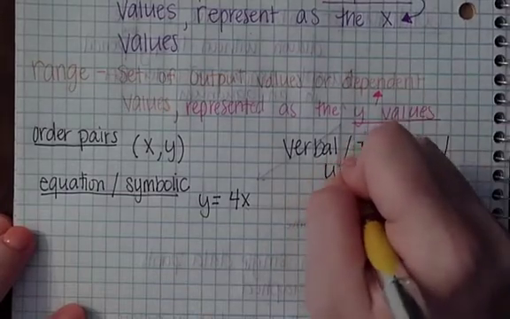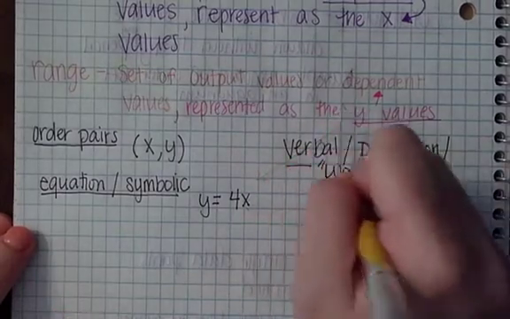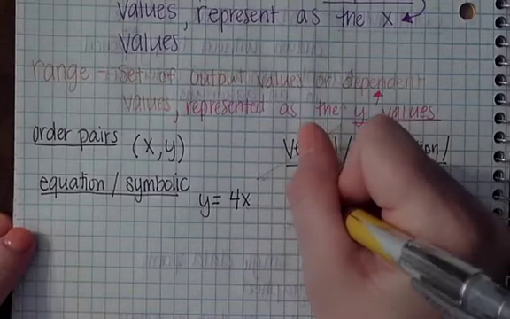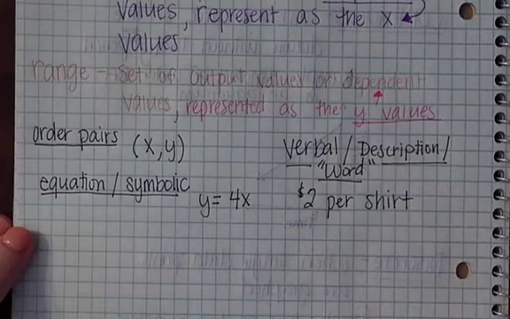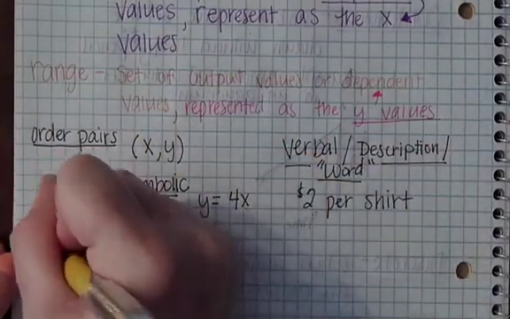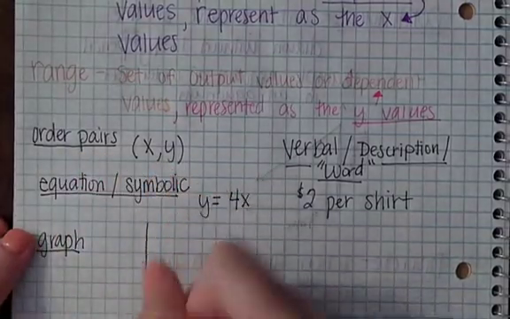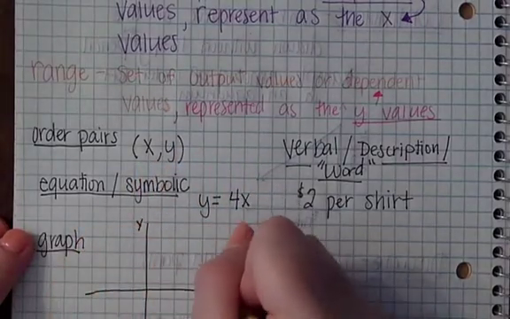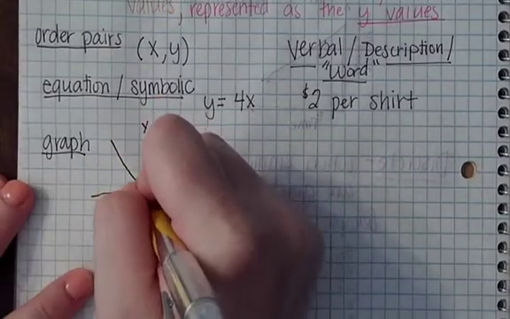Also word. Might be something like $2 per shirt. And then of course we have a graph, which remember, a graph has the y-axis and the x-axis, and we'll just make a U like they did.